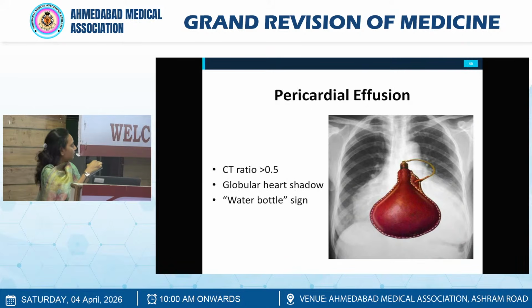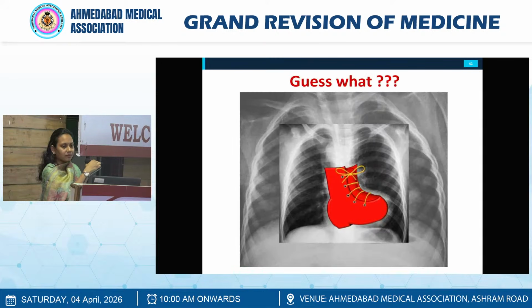What is this? Leather bottle appearance, which is usually seen in pericardial effusion. There is a globular heart shadow. What is this? And it is seen in? Okay, good.